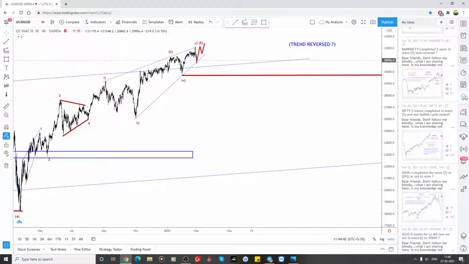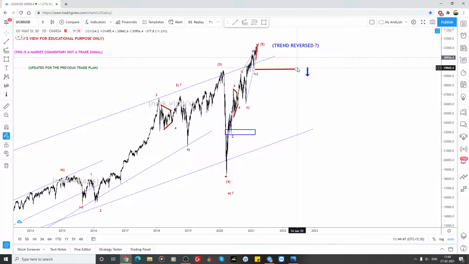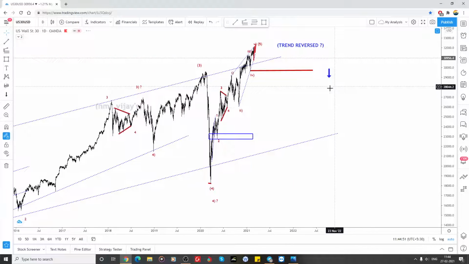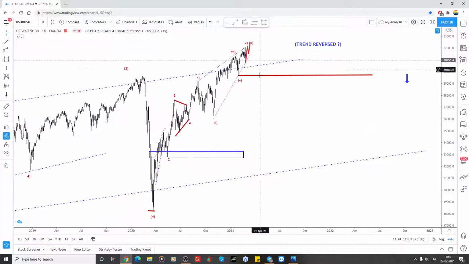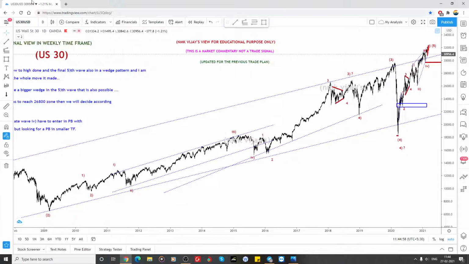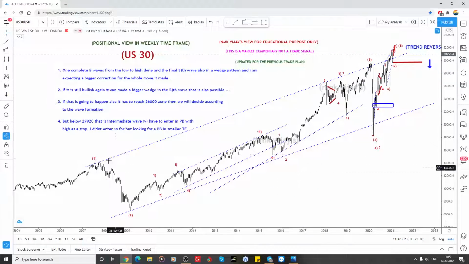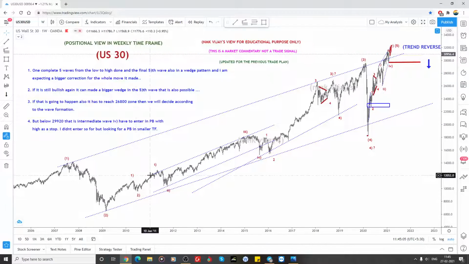Only for the safer side, entry below that 29,920. I have mentioned that too. So for me it looks like, let's see, because if it is a bigger correction also, see here, this is my positional wave count. So 1, 2, and here is the intermediate 1, 2, 3, 4, and that fifth wave got extended. So 1, 2, 3, 4, and 5.